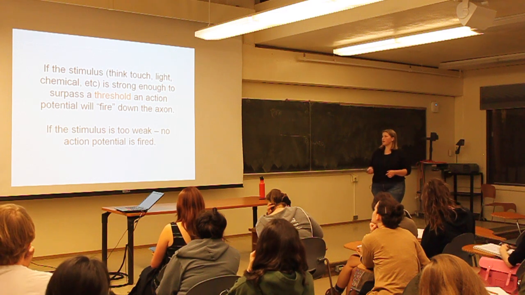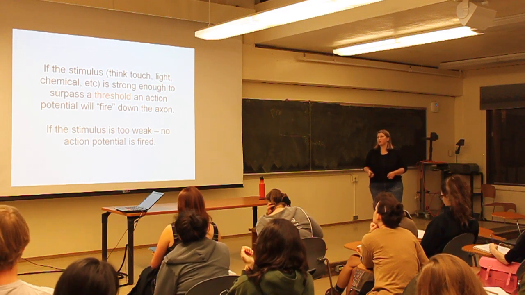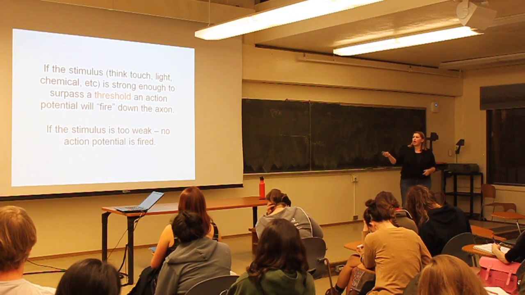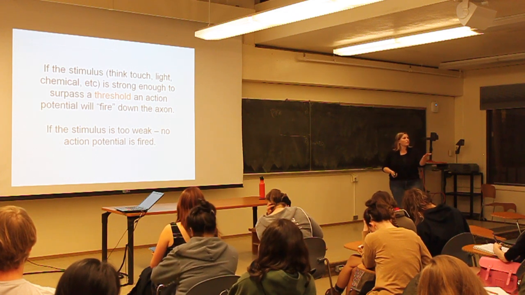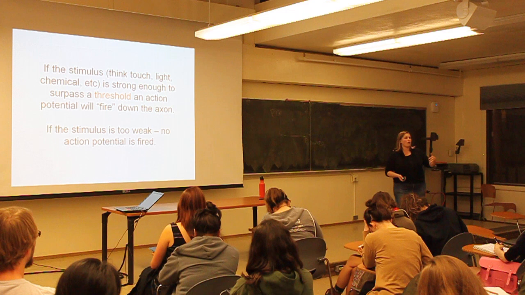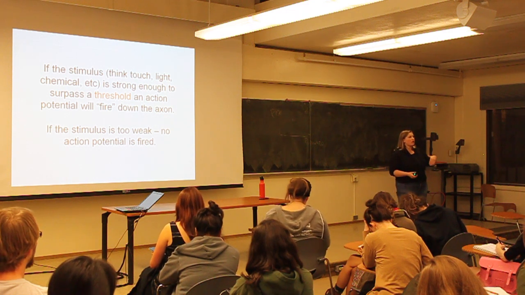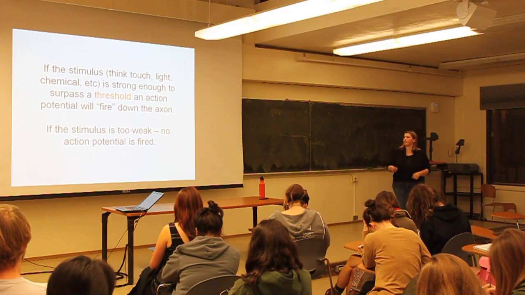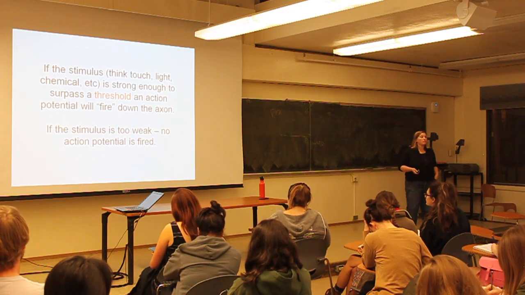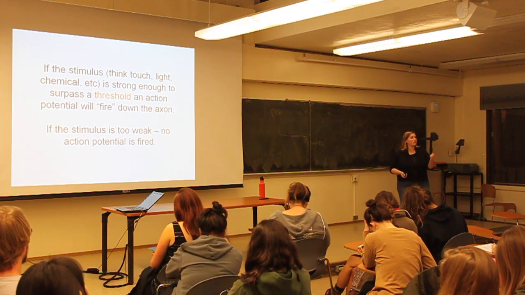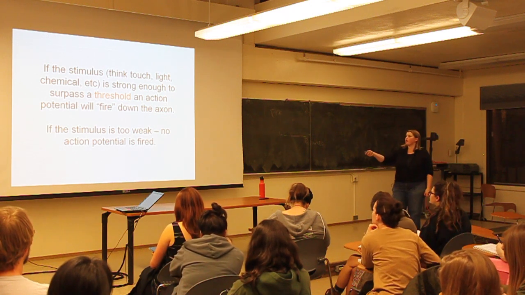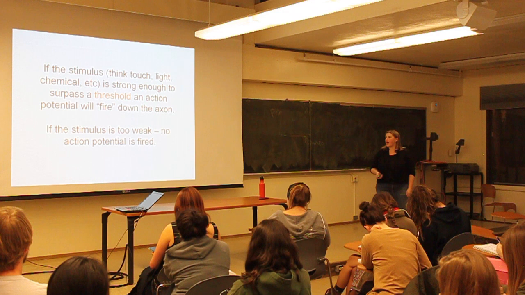Okay, so we're going to leave it at this for now. If the stimulus, touch, light, a chemical, is strong enough to surpass some threshold, okay, what is the threshold? Some line that we're going to cross in the resting membrane potential. If we surpass that threshold, that's actually going to result in that action potential. Again, the action potential is a change in the resting potential, actually firing and going down the axon.